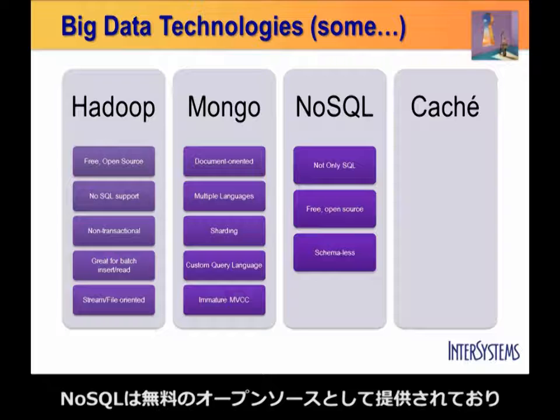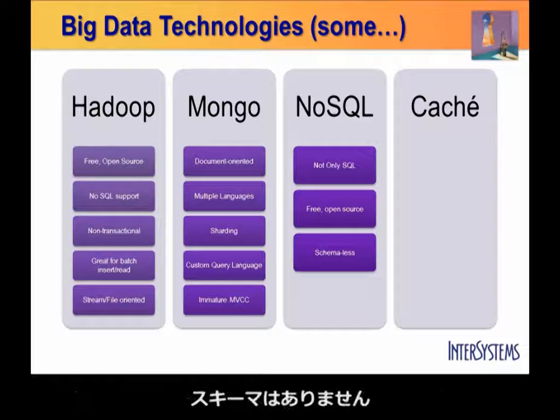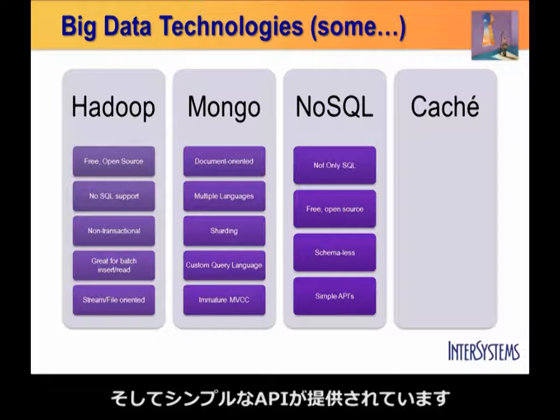NoSQL is free and open source. There's no schema, so there's no definition of an actual schema in this sort of an environment. And there's very simple APIs that are provided.